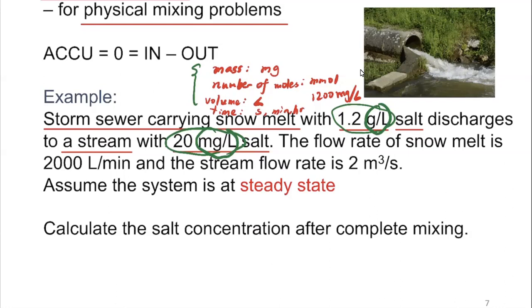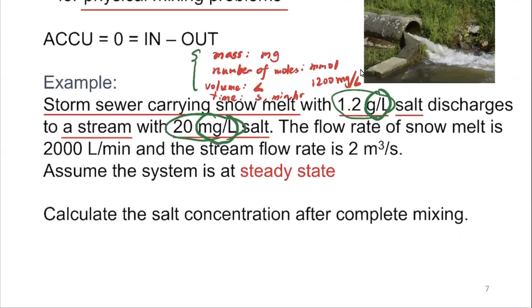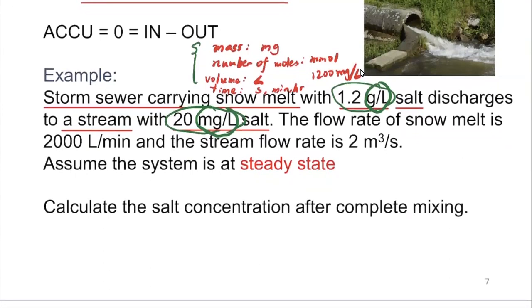Right? So then, because this is a physical mixing process, we can draw a schematic diagram of this mixing process. We have a stream that generally is a little bit wider, right? We'll also have a discharge of the salt water, which is generally at a lower flow rate. Under very rare conditions, we have a discharge that's much larger than the stream flow rate.